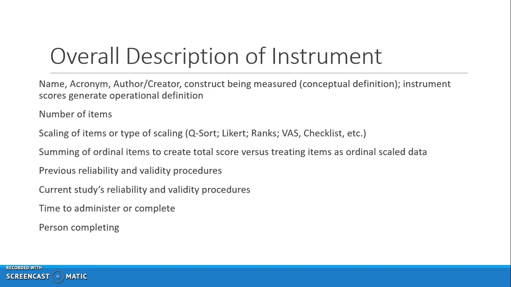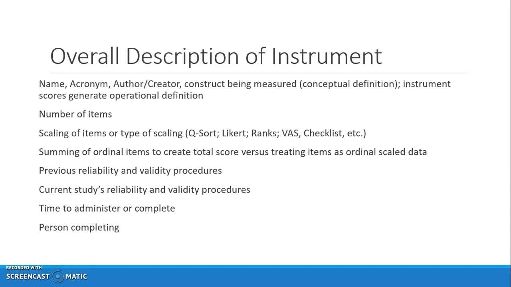How many items? How each of the items are scaled? What type are they? Visual analog scale, checklist, Likert scale, Q sort, and that gets you into levels of data. Do you treat the ordinal items as interval? How do you handle the data? Do you get mean scores?